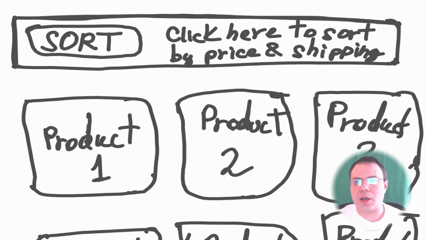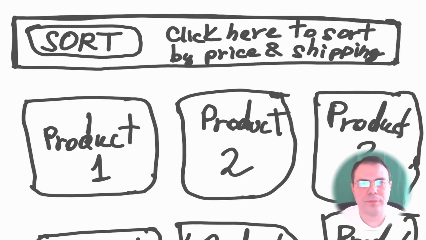And then it struck me. What if I created a Chrome extension that will automatically calculate the shipping price plus the product price, and then sort this in ascending order so that the user can pick the desired product or the best offer, which means price plus shipping lowest first, without wasting any more time.